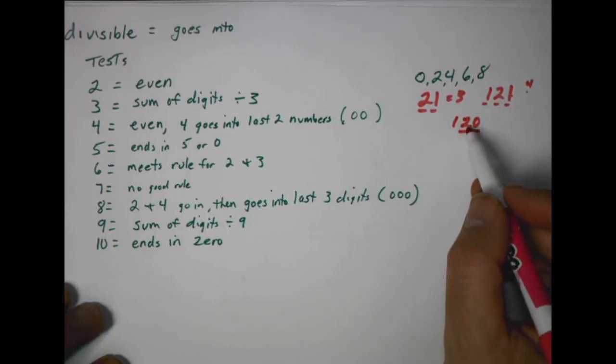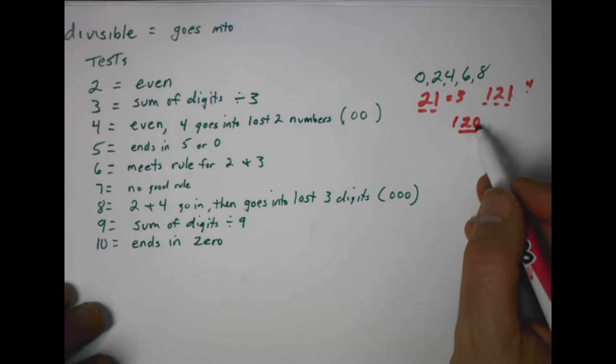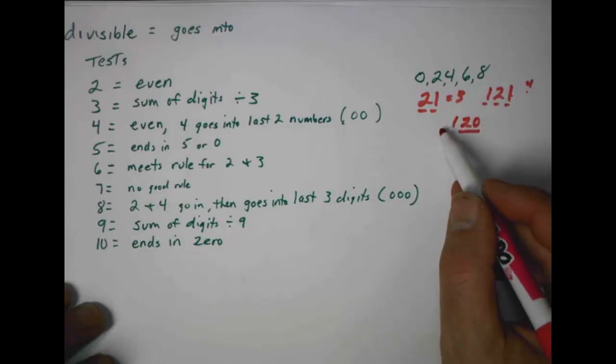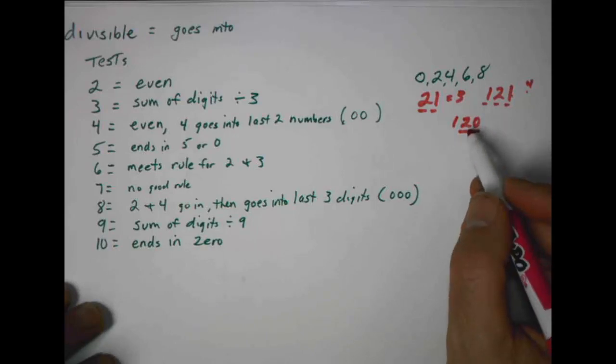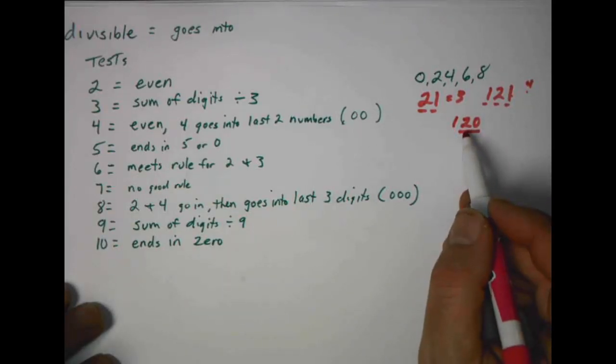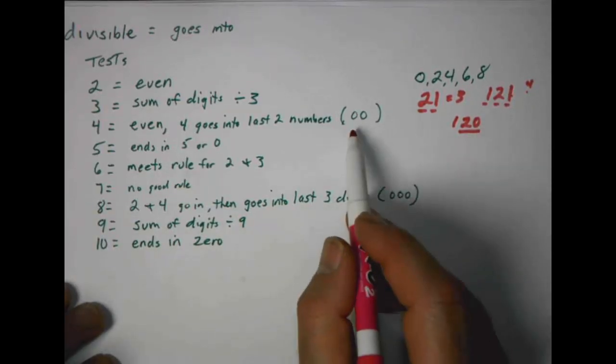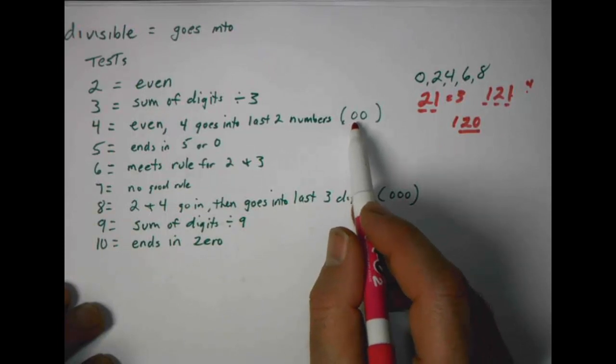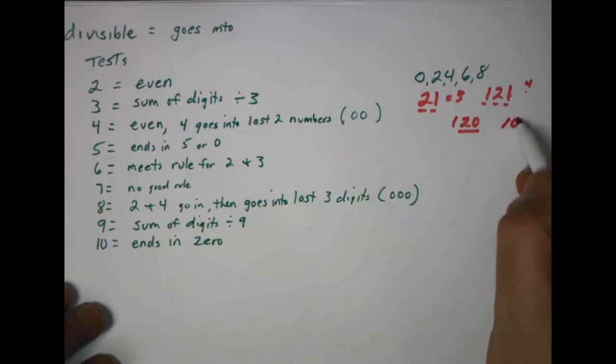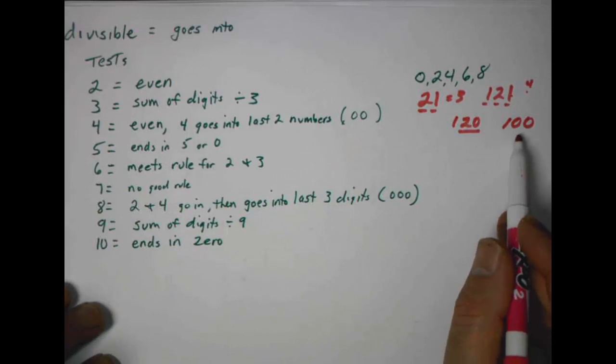Does 4 go into 20 evenly? The answer is yes, therefore 4 goes into the entire number. So we check, does it go into the last two digits? Also a little extra caveat, if the numbers end in double zero, such as 100, it automatically will go in.